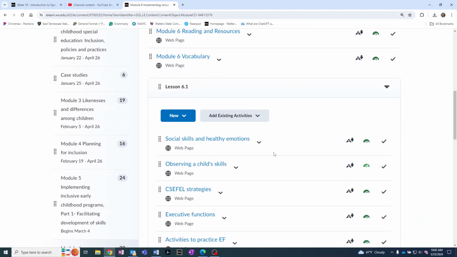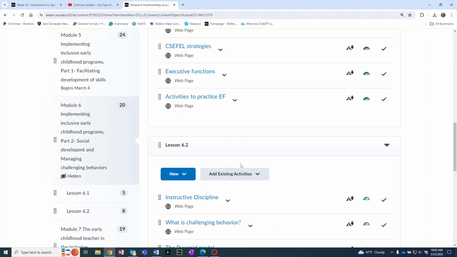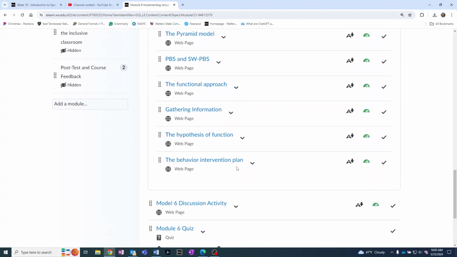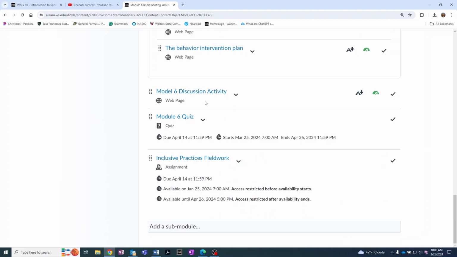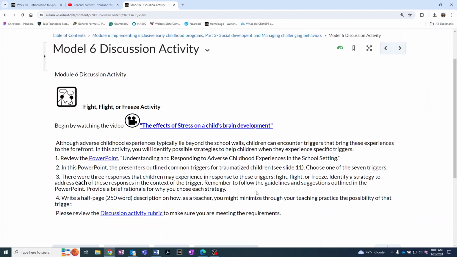So, looking here, I also listed the vocabulary and key concepts for you to look at. And then you'll see here you have your lesson 6.1 and then your lesson 6.2. Okay. Now, your discussion activity is here as well as the link to the quiz. I did want to note that the inclusive practices fieldwork has been extended, the due date, and you'll see the new due date there.